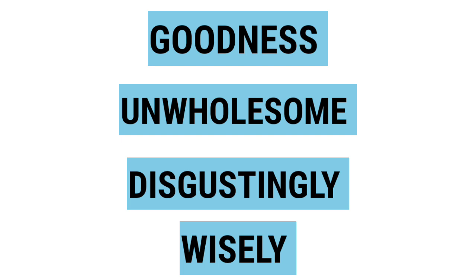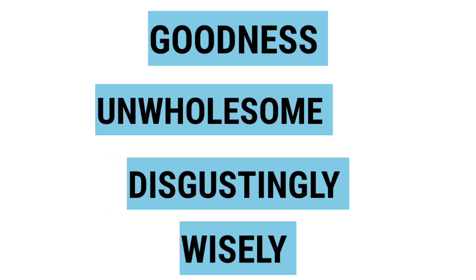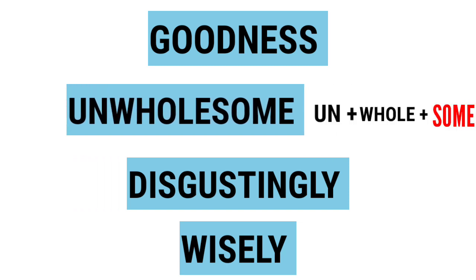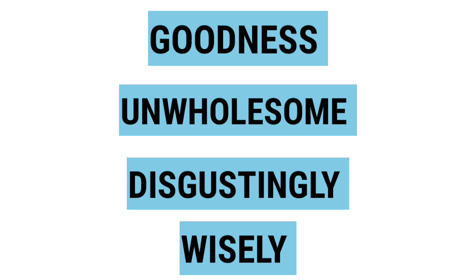Now come to the second word, that is unwholesome. Let me divide this word into 3 parts, un, whole and some. Here some is a suffix which makes this word unwholesome. Another word you can see, that is disgustingly. If I divide this word, here ly works as a suffix, and the next one is the same, wisely, wise plus ly, where ly is a suffix, so that creates a new word wisely.